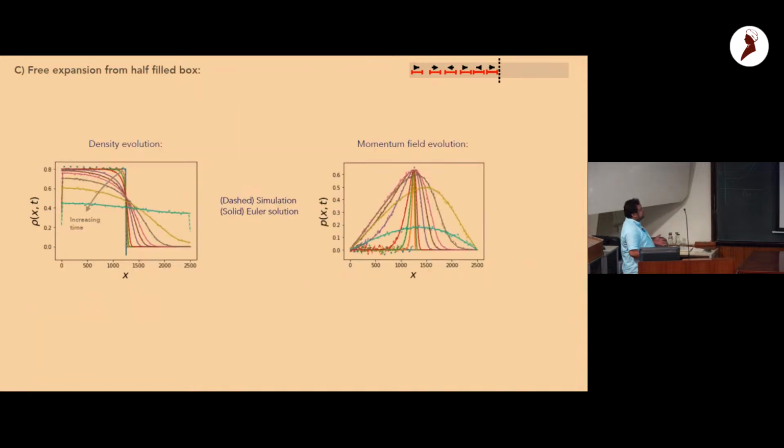So in this case, we compute the density evolution, and we see that the density initially was like this, and it evolves and goes to a flat profile.